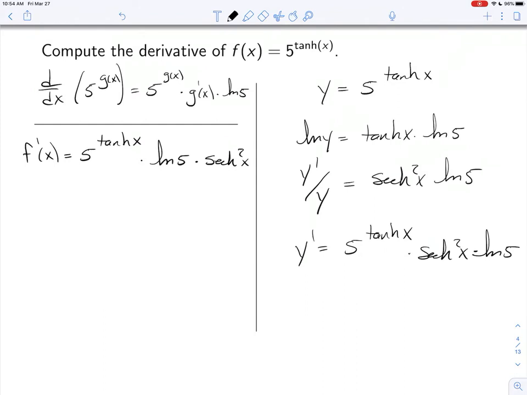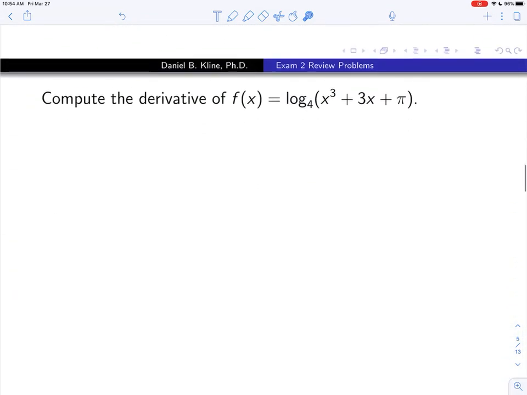I don't have a preference. I myself would probably just use the formula and do it directly, but either one is perfectly fine. Okay, let's do another one.